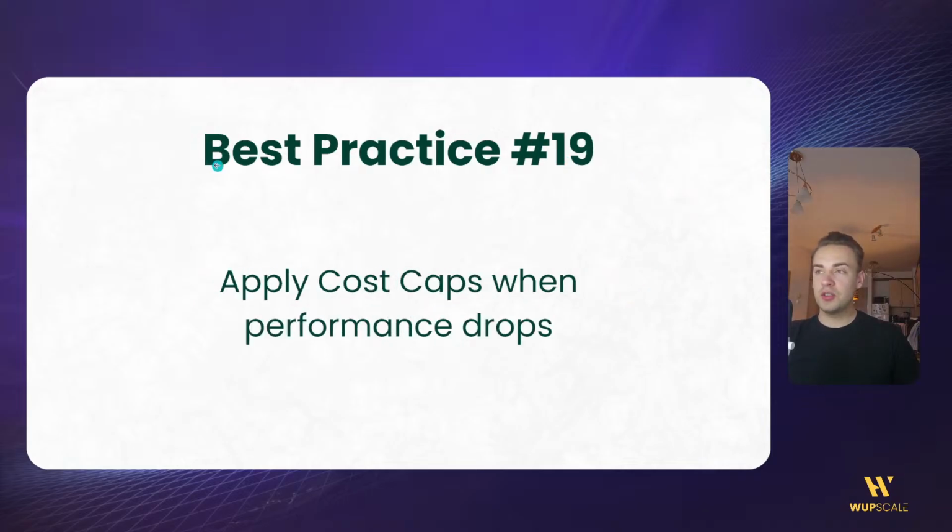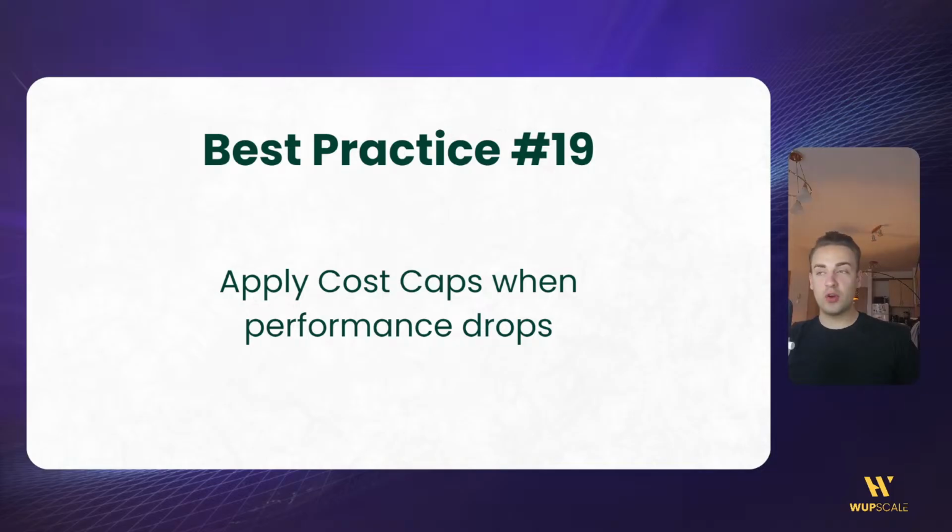And the next strategy, which is almost the last, is number 19. Now it's going to be the cost cap strategy. You can apply cost cap strategies when you have an ABO campaign. So that's also a benefit to ABOs. If you have a CBO, then it's going to be bid caps. I prefer cost caps and I like to apply them when performance drops. I also made a separate video on cost caps. This is my favorite strategy.